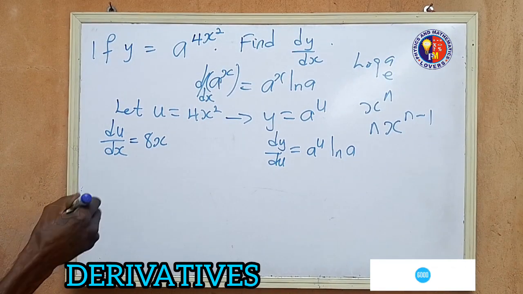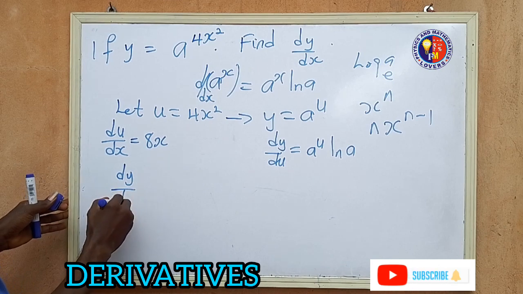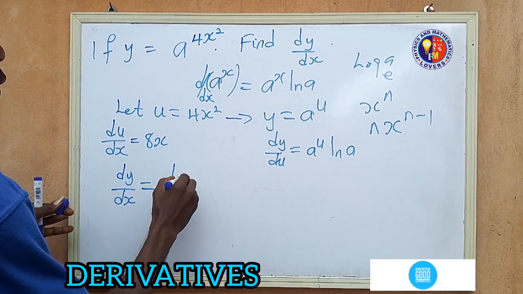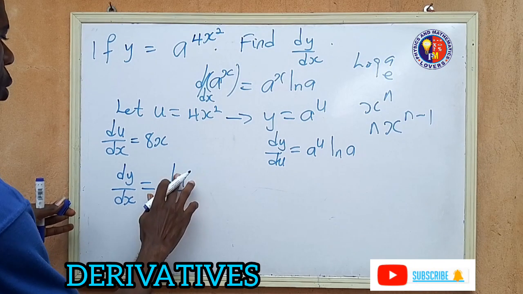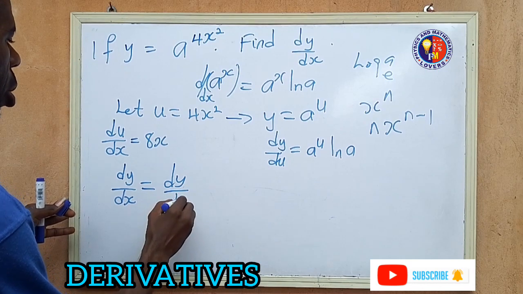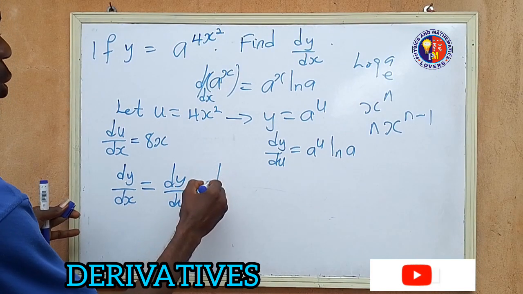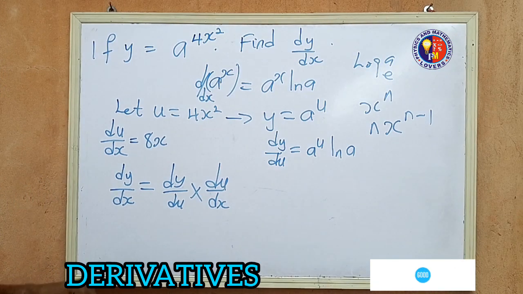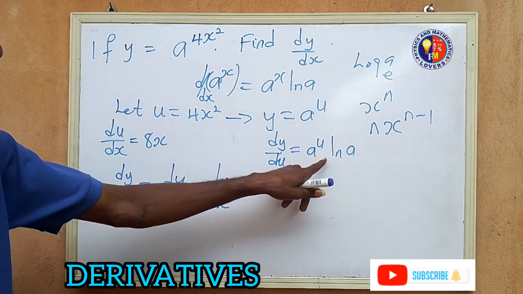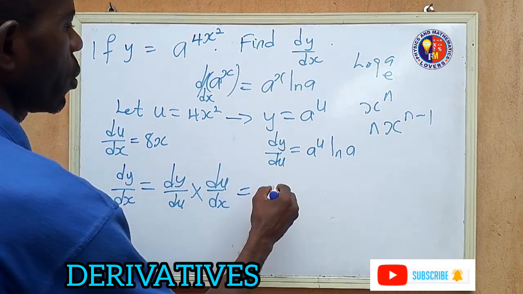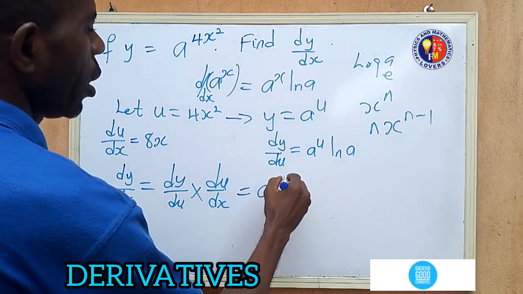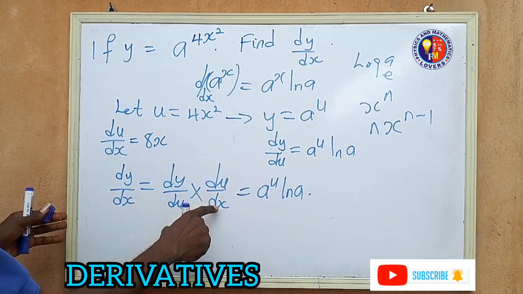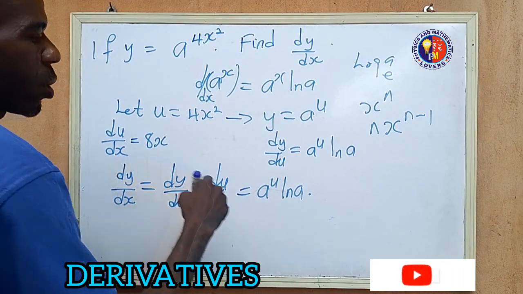Now for your final answer, dy/dx, the chain rule says we are going to have dy/du times du/dx. So we are going to plug in our values now. What is our dy/du? It is a raised to the power u, ln a, then multiplied by our du/dx, which is 8x.